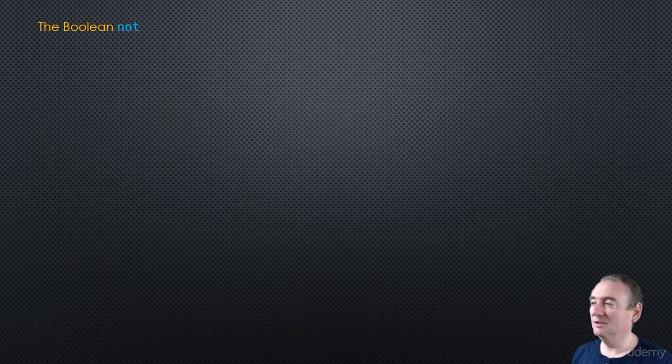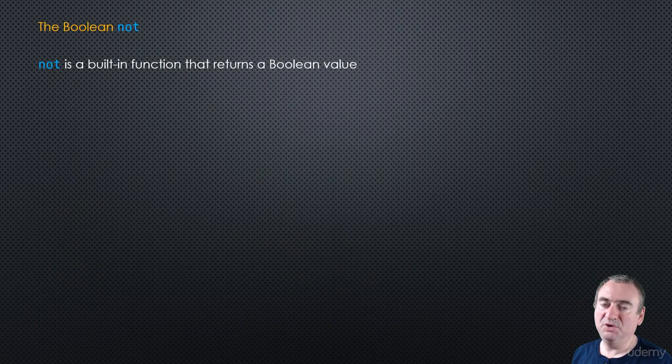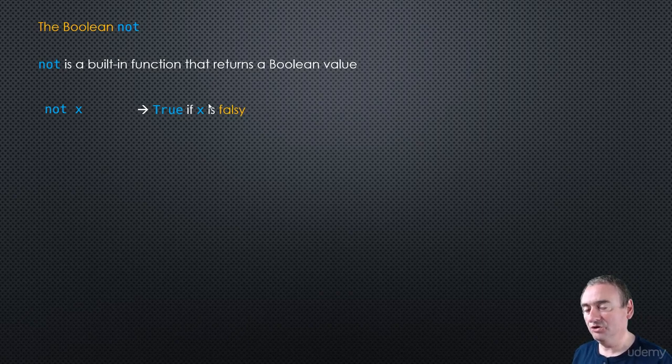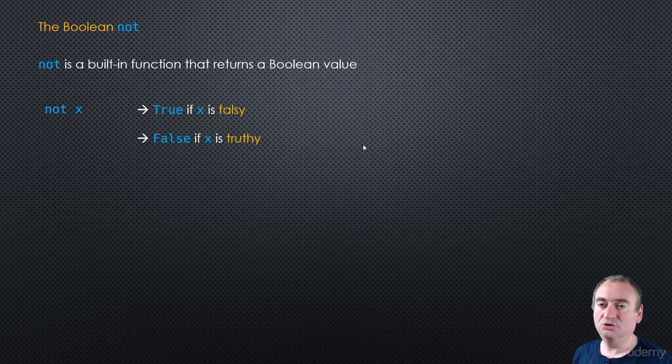So lastly, let's look at the Boolean not operator. Now the not is really a built-in operator that returns a Boolean value. So it doesn't work quite the same way as and or, where and or were returning objects. It actually returns an honest Boolean value. So if you do not x, then if x is falsy, it will return true, because x is false, so we return not false, which is true. And it will return the Boolean false if x is truthy.